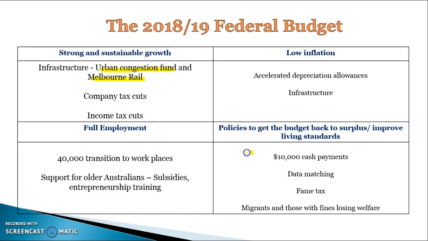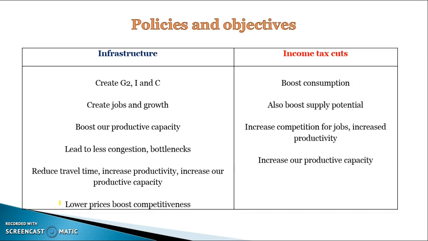And then a range of policies to get us back to surplus. And for full employment, you can either choose the transition to workplaces or the support for older Australians. In terms of just articulating infrastructure and income taxes, there are some of the key things you want to talk about in relation to those two policies.